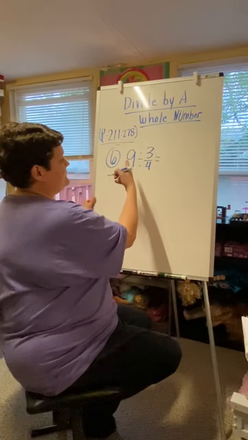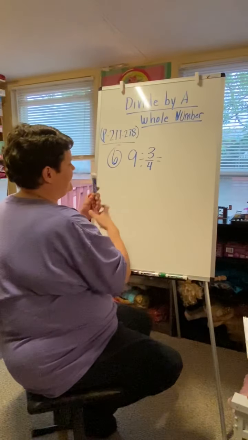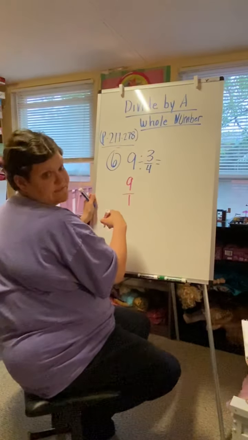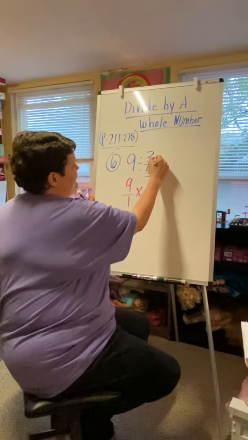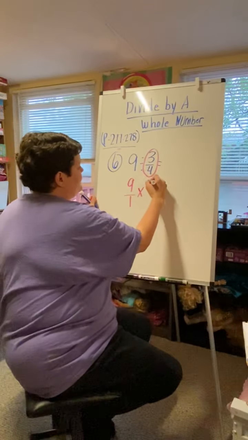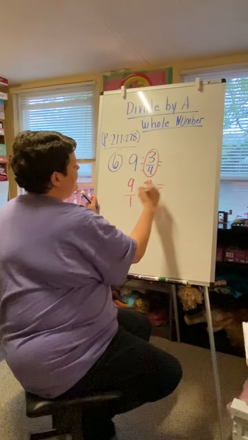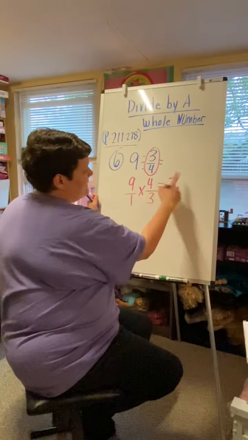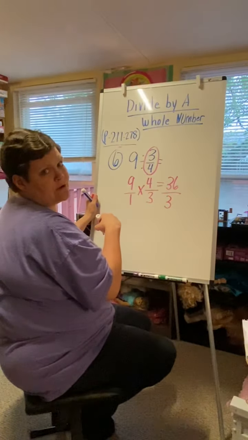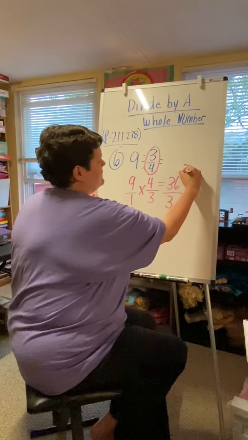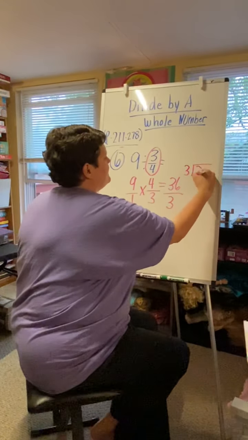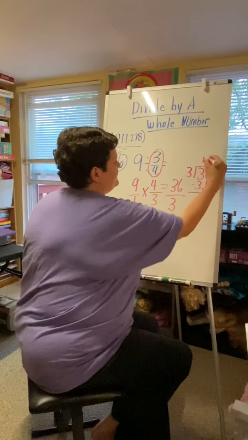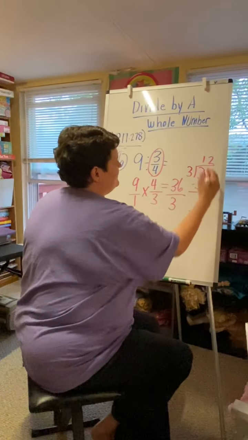So on this one, I'm going to do the same thing. I'm dividing again. So I'm going to bring my whole number 9 down and put it over 1. Change my division sign to multiplication. Flip this number, turn it around. So it'd be 4 over 3. And 9 times 4 is 36. 1 times 3 is 3. I have a big denominator over a small numerator, so I'm going to have to divide. And we know that my answer is going to be 12. So my new answer here is 12.